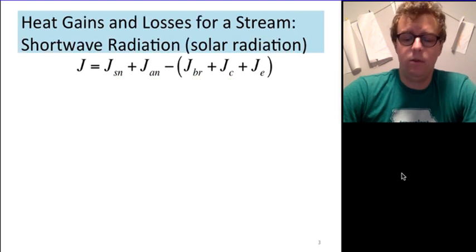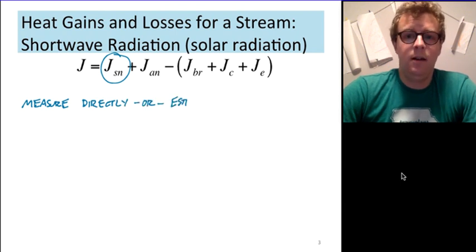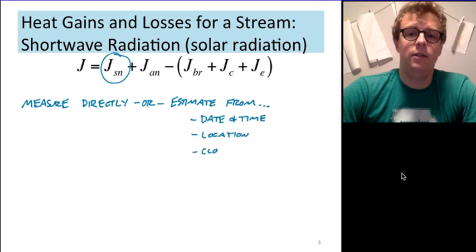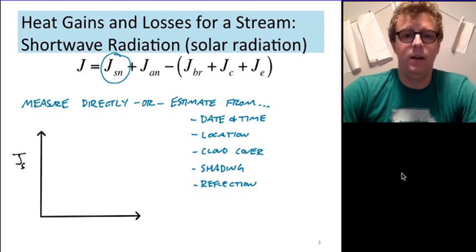So let's start with shortwave radiation. Ideally, shortwave radiation can be directly measured. If not, you can make estimates. Shortwave radiation is going to be sensitive to the current date and time, where you are on the planet. And then more local factors like cloud cover, shading, and how much of that incident radiation is actually reflecting away.